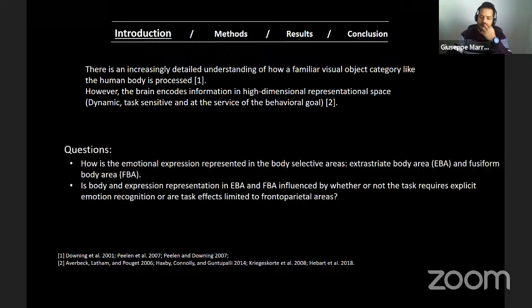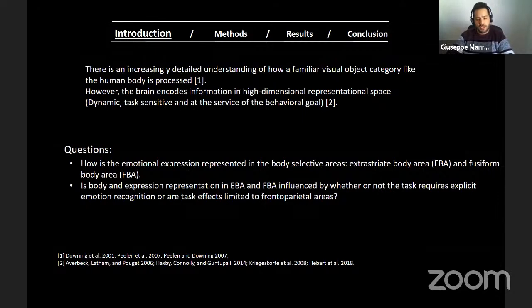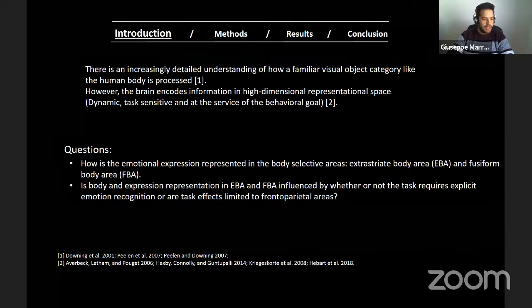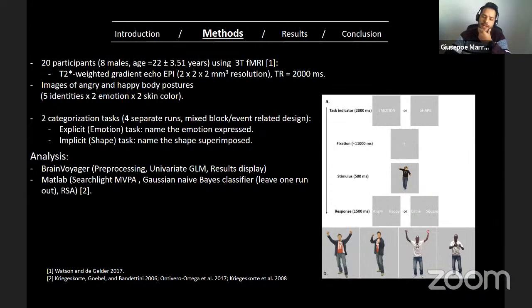So in order to clarify this situation, in the present study, we measured the representational dynamics of explicit and implicit body expression perception, and we investigated whether the type of task influences the representation of bodies and body expression inside and outside the body selective category areas. We used fMRI data of 20 participants scanned while they viewed still images of angry and happy body postures of Black, African, and white Caucasian ethnicity.